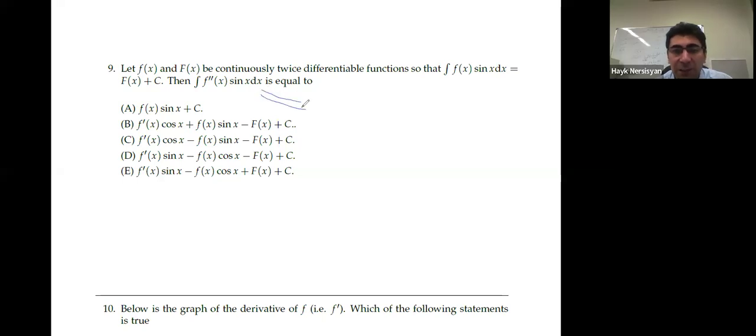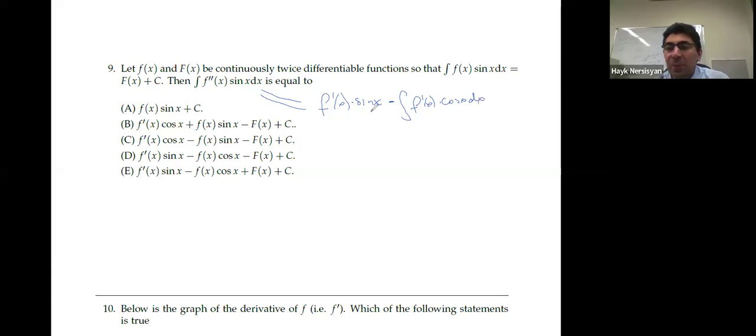Integration by parts formula says we have to write f prime x times sine x minus the integral of f prime times the derivative of sine x, which is cosine x dx. Okay.